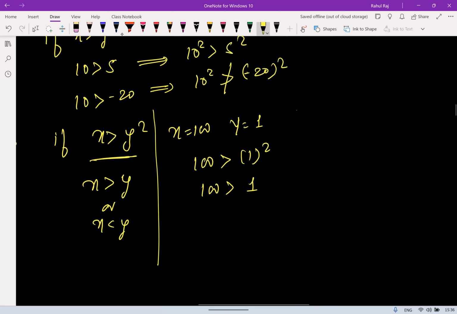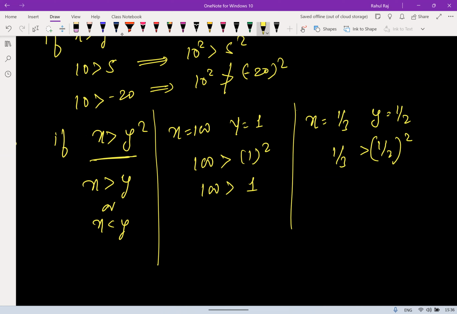And imagine if I say x is equal to, let's say, 1 by 3 and y is equal to half. Can I say x is greater than y square? That is, 1 by 3 is greater than half square? Yeah, because 1 by 3 is technically greater than 1 by 4. But technically 1 by 3 as a number is less than y. So what I'm trying to do over here, see here, and in this case, x is greater than y square. Am I right? And here x is greater than y.